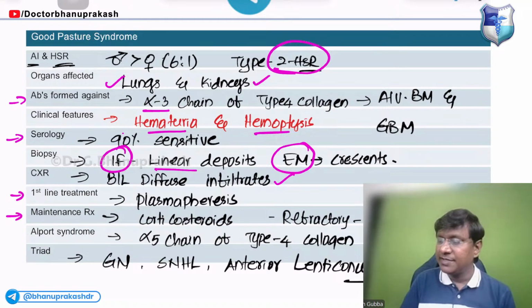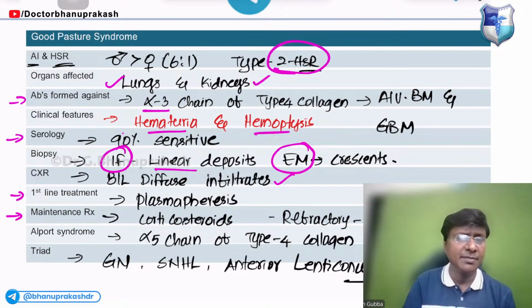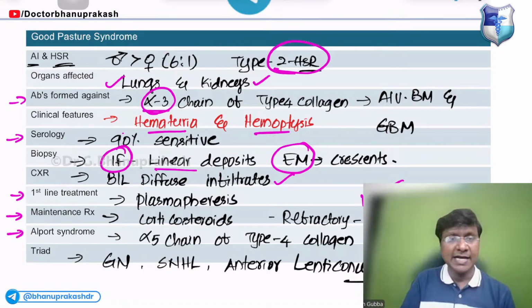And the maintenance treatment in these individuals will be corticosteroids, because corticosteroids are the ones that will prevent the antibody formation. And in refractory states, you need to give rituximab. So this is Goodpasture syndrome, where the antibodies are formed against the alpha-3 chain of type 4 collagen. Next, coming to Alport.